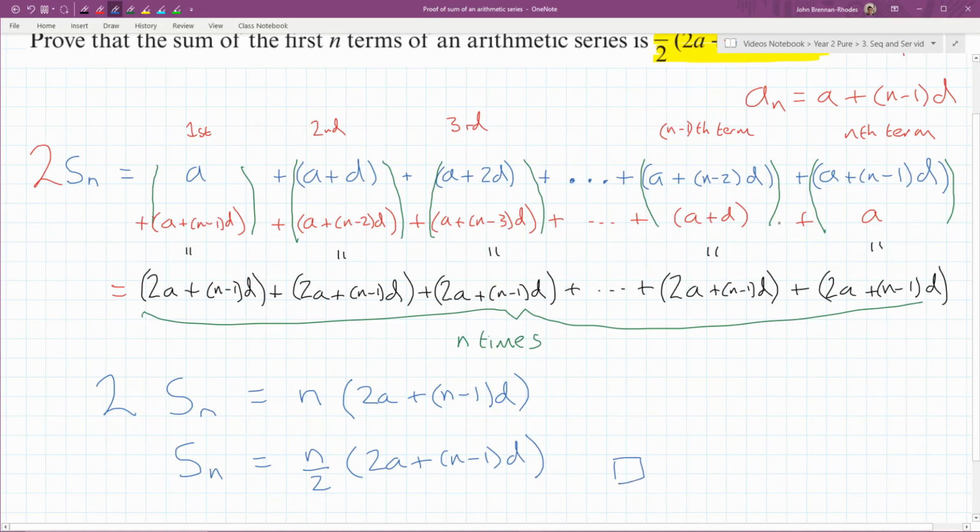That is the whole proof on the screen now. That was a reminder of the other formula. That is the whole proof. It's shown clearly, and that's what you need to write to prove this particular thing.